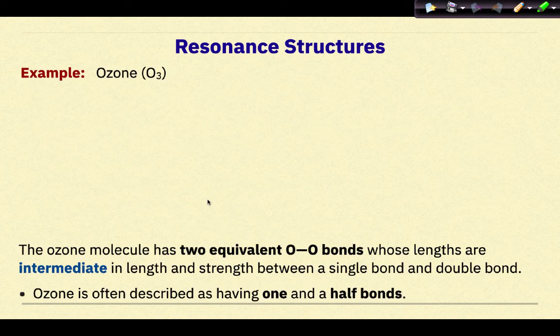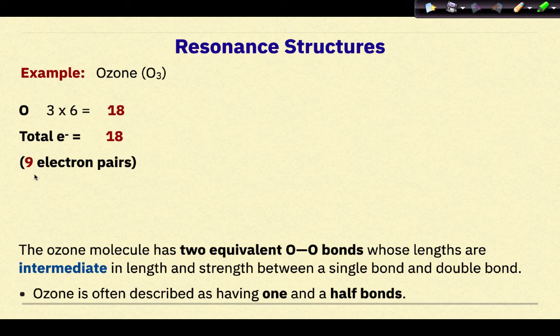Let's look at the example of ozone. In ozone, we have 3 oxygens, each with 6 valence electrons to give us a total of 18 electrons. So the total number of electrons is 18. That means we have 9 electron pairs to work with. So we have 3 oxygens. I'm just going to draw 3 oxygens in a row.